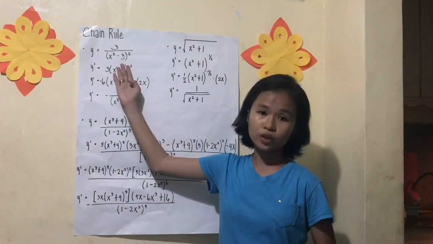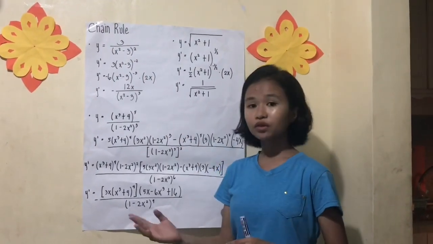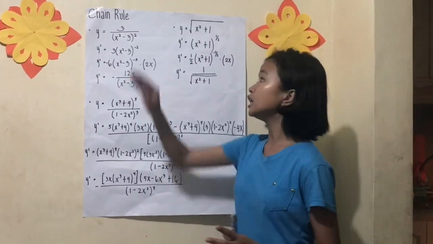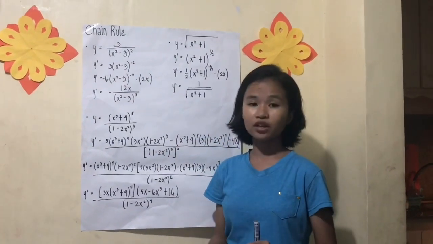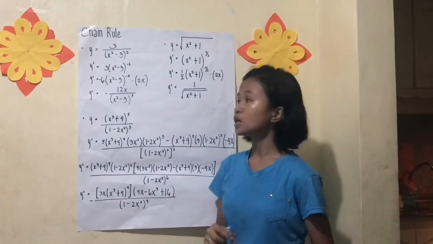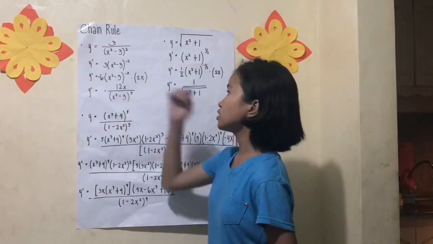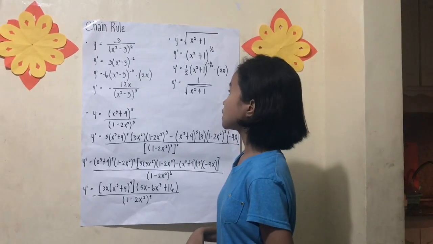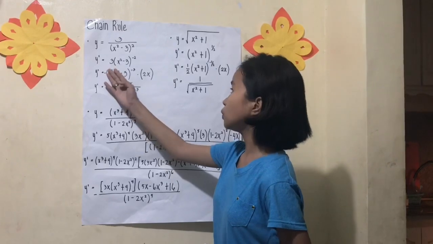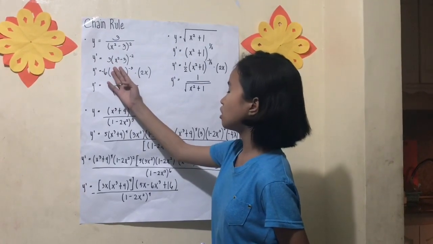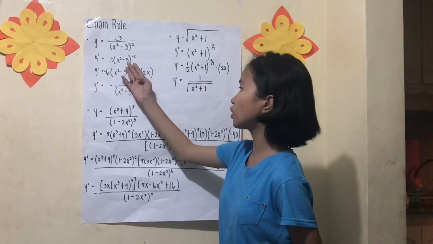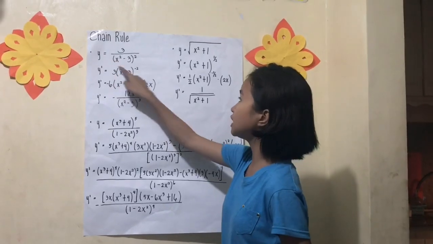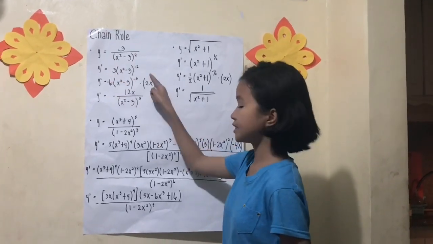Another differentiation rule is the chain rule. So in order to get the derivative using chain rule, we need to get the derivative of the outside function, leaving the inside alone, times the derivative of the inside function. So here we have y is equal to 3 over the quantity of x squared minus 3 squared. So y prime is equal to 3 times the quantity of x squared minus 3 raised to the power of negative 2. Why? Because we find the reciprocal of the denominator, resulting in this answer.